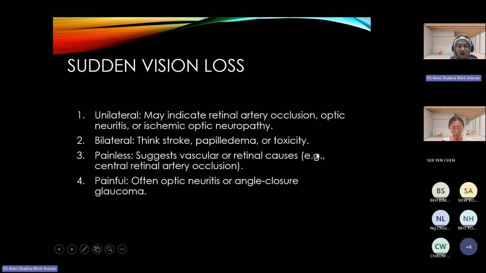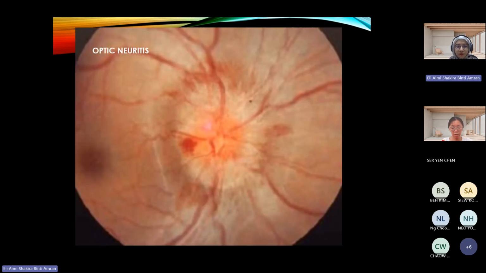If the sudden vision loss is associated with pain, you can suspect usually optic neuritis or angle closure glaucoma. So this is optic neuritis. What can you see on the fundus? The margin damage, like edema, inflammation. It's swollen, like something is pressing the optic nerve from the back. The margin is uneven. You cannot see the cup.